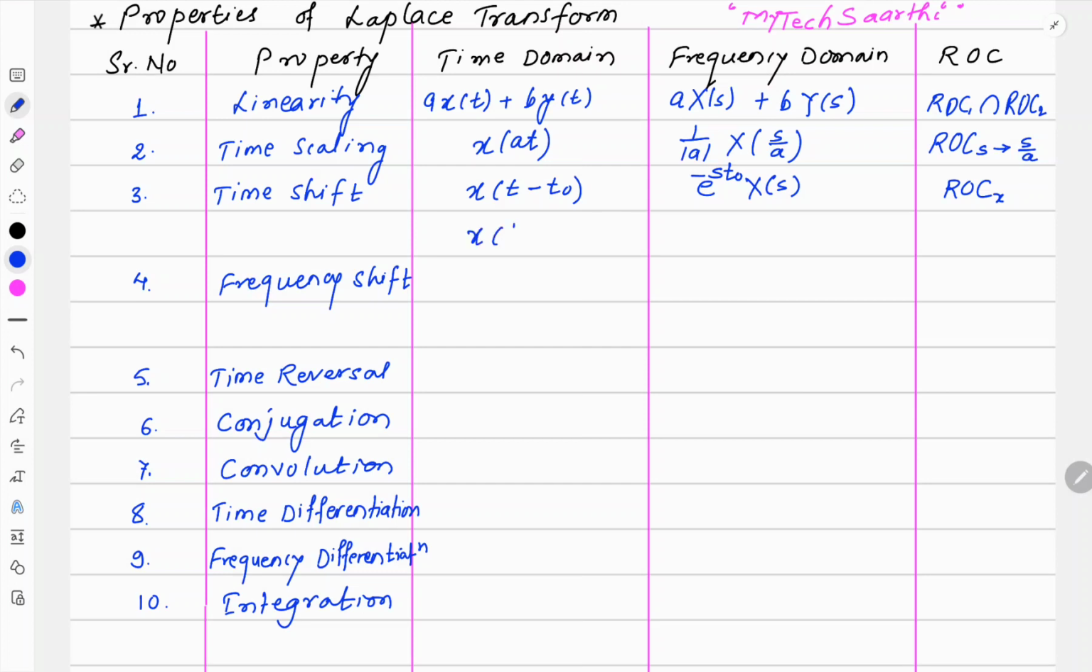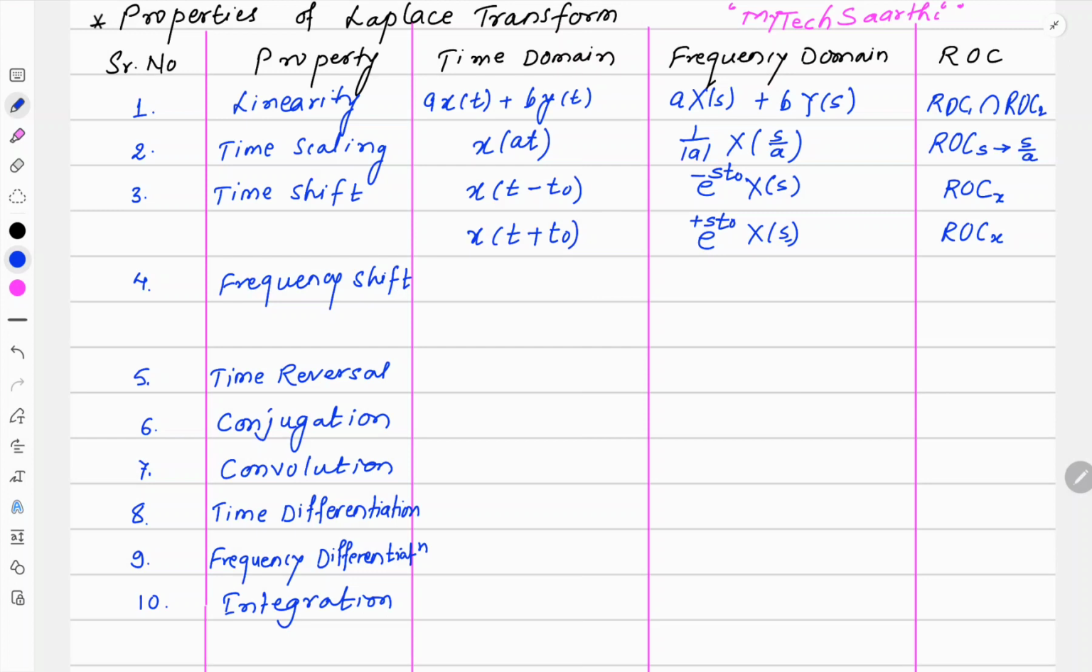Similarly, if it is x of t plus t naught, in this case exponential power will be e raised to plus s t naught x of s, and ROC will be as it is. There won't be any change in the ROC because we don't have any change in the s of x of s.